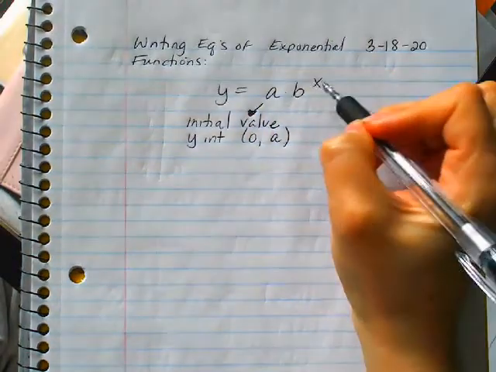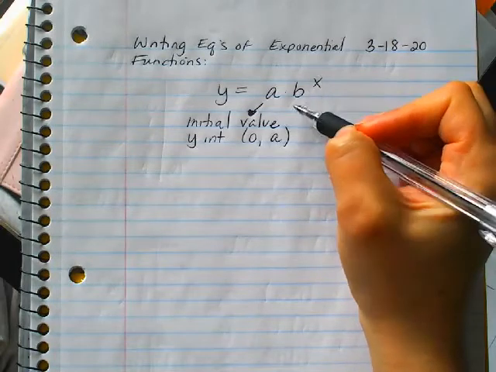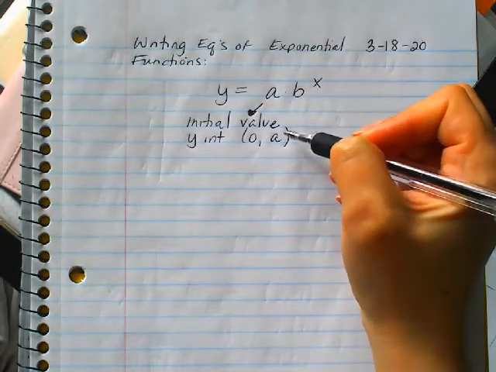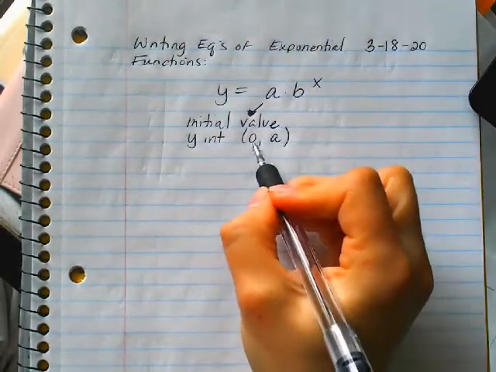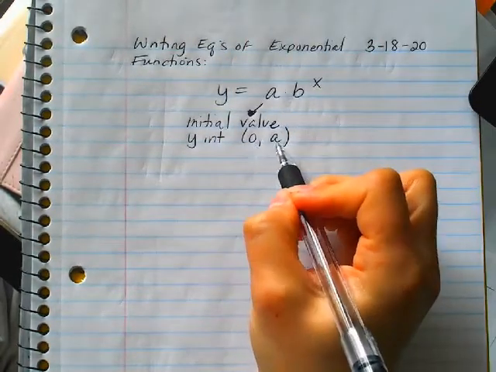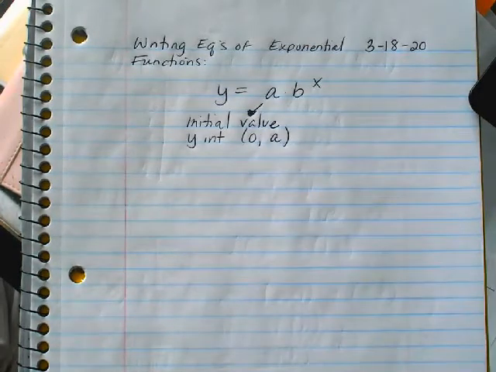So just think, if I plug in 0 here, anything to the 0 power is 1. 1 times a is a. And that makes sense if you think about the phrase initial value. It's telling you when x is 0, you're going to get back your a, your initial value. So those two things kind of make sense together.